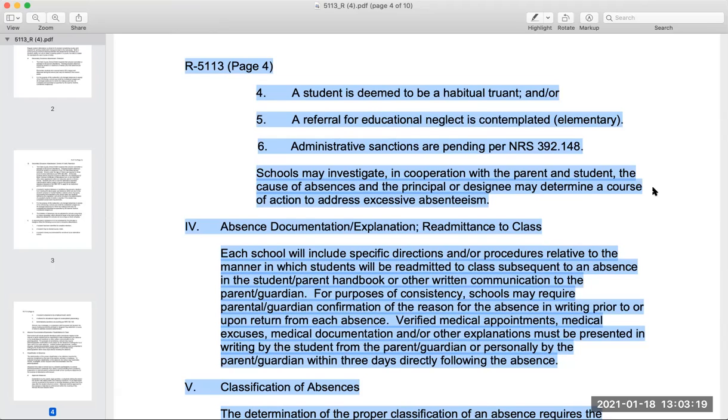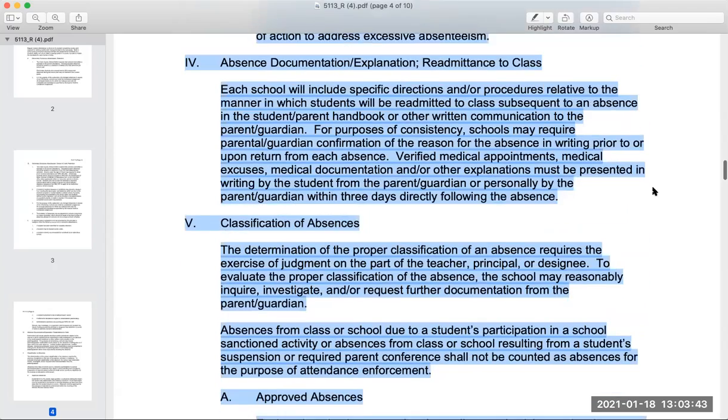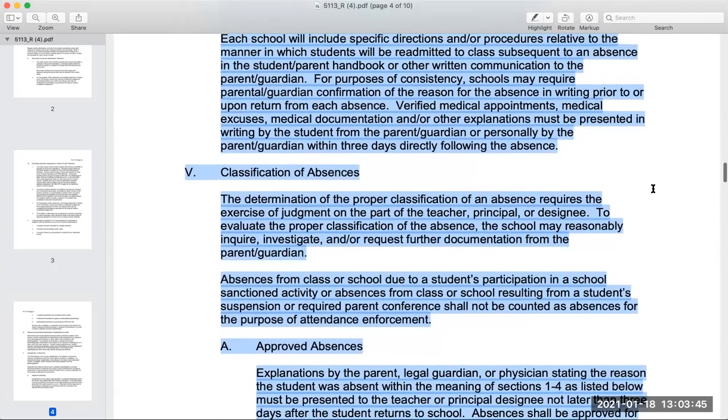Schools may investigate, in cooperation with the parent and student, the cause of absences, and the principal or designee may determine a course of action to address excessive absenteeism. IV. Absence documentation explanation. Readmittance to class. Each school will include specific directions and/or procedures relative to the manner in which students will be readmitted to class subsequent to an absence in the student-parent handbook or other written communication to the parent guardian.